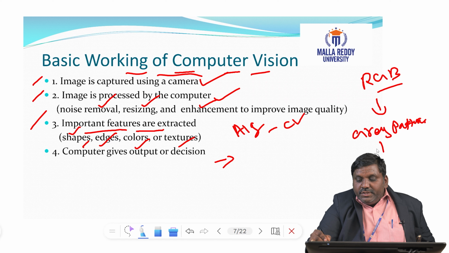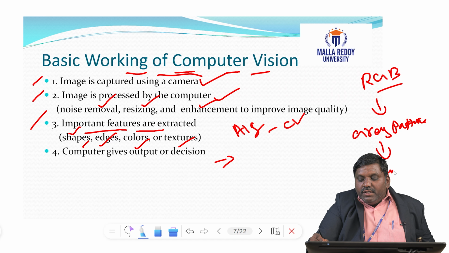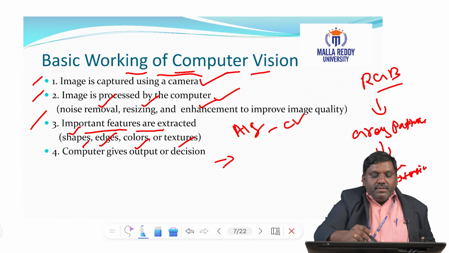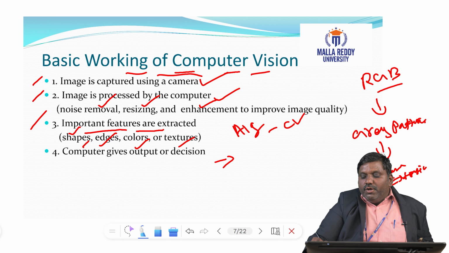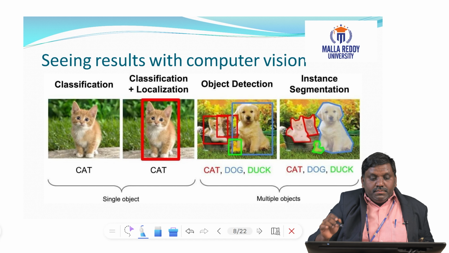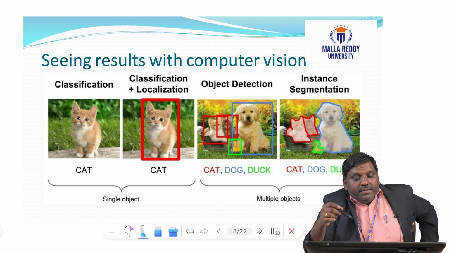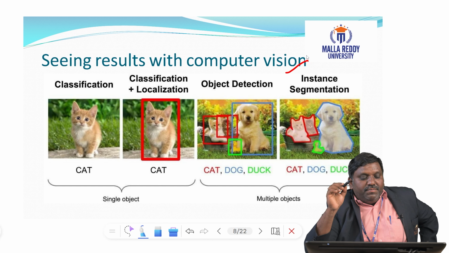Then once the noise is removed, again it is given for feature extraction. Then the last stage, our computer will give some output for this. This is the result when we are supposed to use a computer vision system.